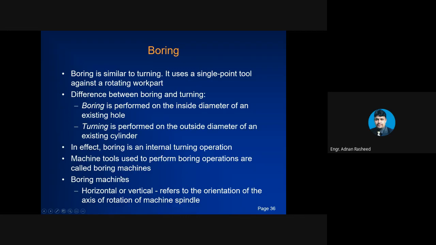Now, one more thing, what is the difference between boring and drilling? Drilling is used to create a new hole, while boring is used to increase the diameter of an existing hole. In effect, boring is an internal turning operation. The machine tools used to perform boring operations are called boring machines, and these may be available in horizontal as well as vertical types, which refer to the orientation of the axis of rotation of the machine spindle.